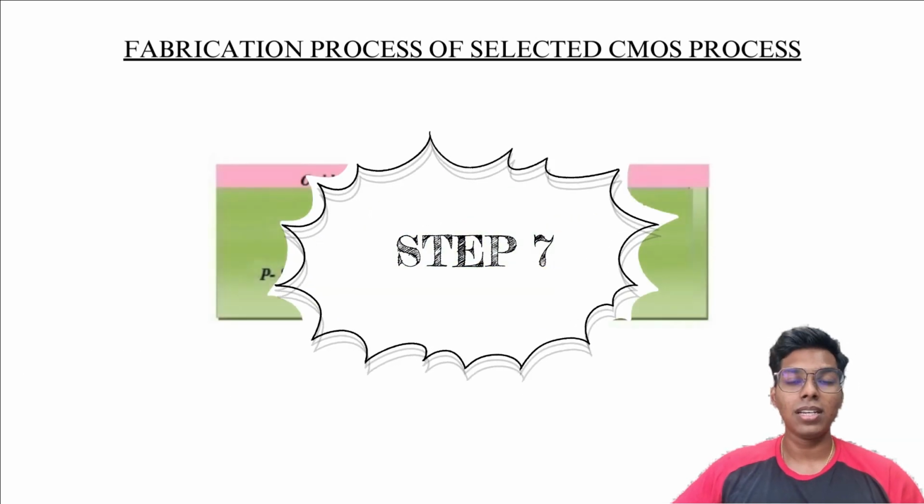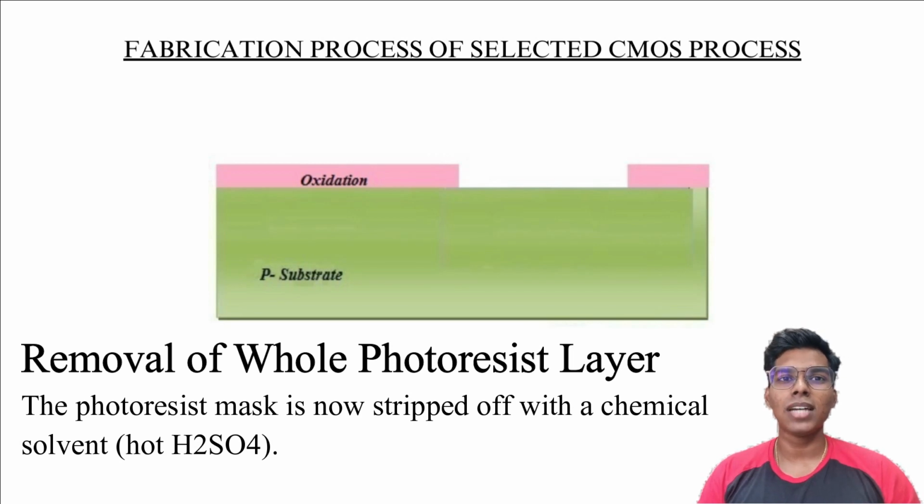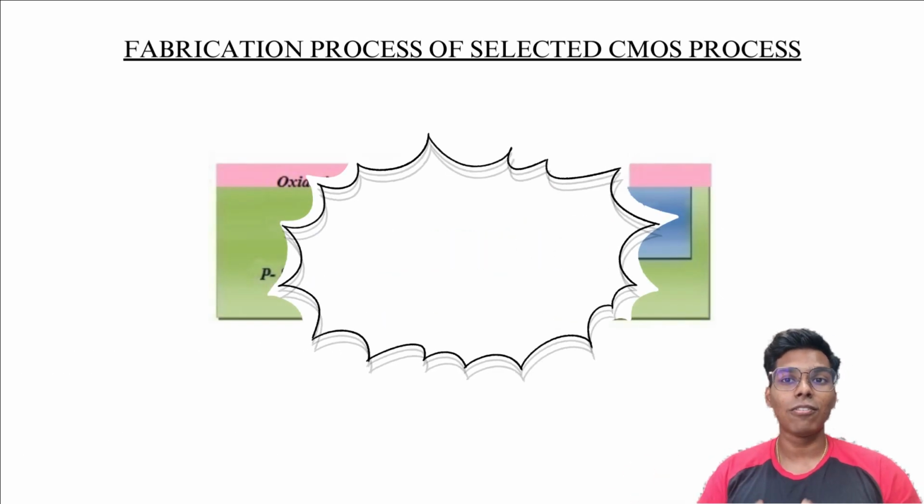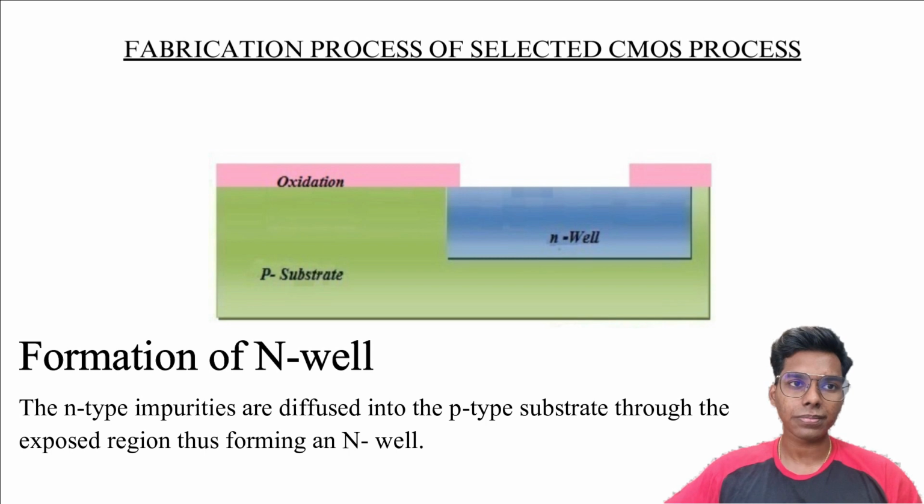For step 7, it's the removal of the whole photoresist layer. The photoresist mask is no longer needed. We strip it away using a chemical solvent, much like peeling off a sticker. For step 8, this is where the formation of the N-well occurs. Now we are ready for some action. We introduce N-type impurities into the P-type substrate through the exposed region. This creates N-well regions in our silicon.